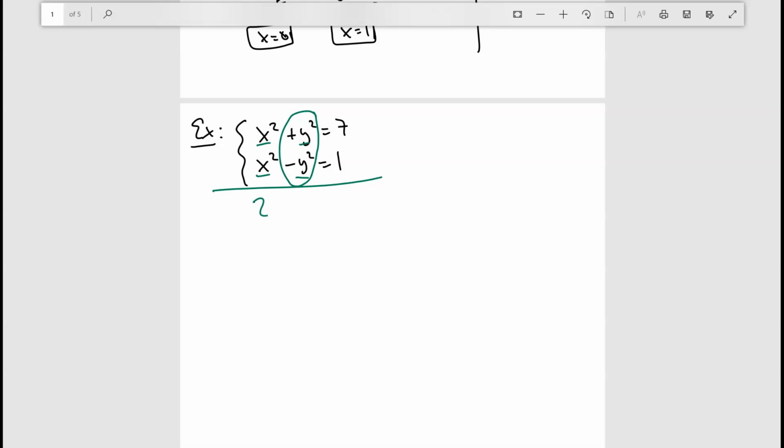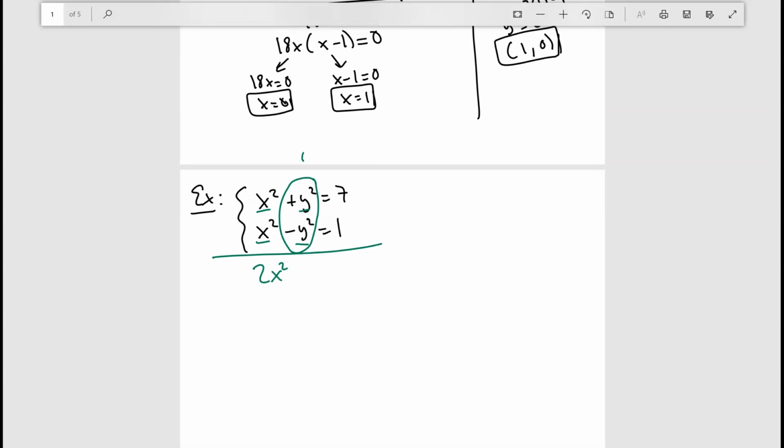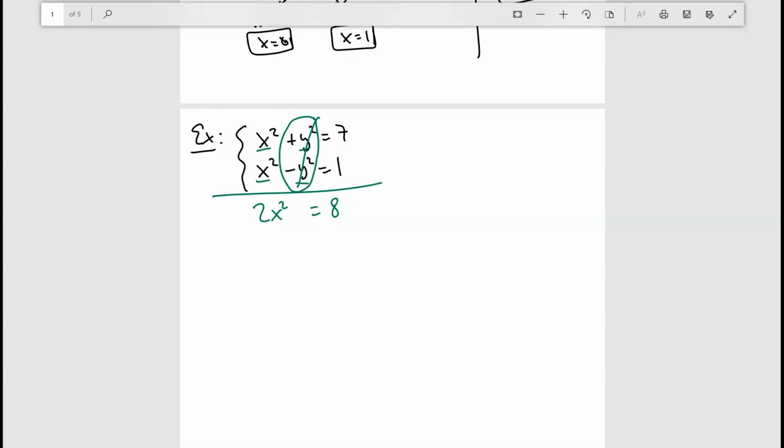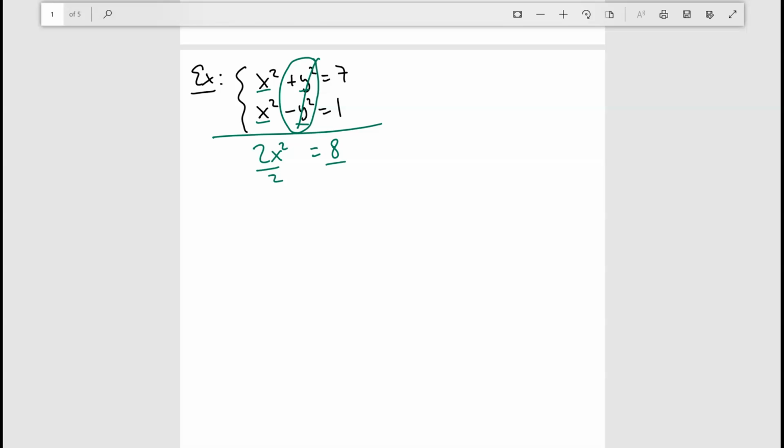So I can just add them all up. This is going to give me 2x squared. This is going to go away. It's going to be equal to 8. I'm going to divide by 2 to both sides. So x squared is going to be equal to 4. Then I take the square root, but when I apply the square root, I also add plus or minus. So x is equal to plus or minus 2.